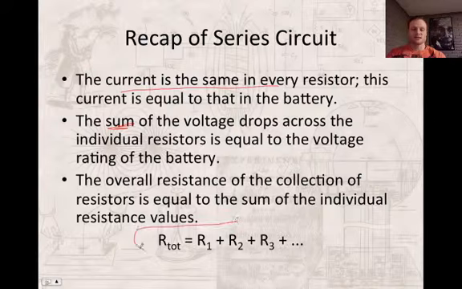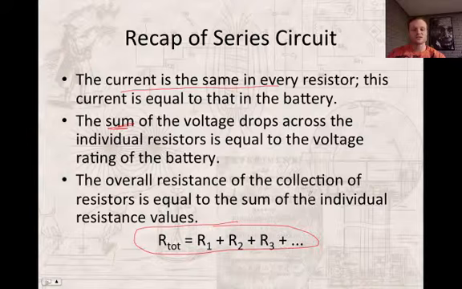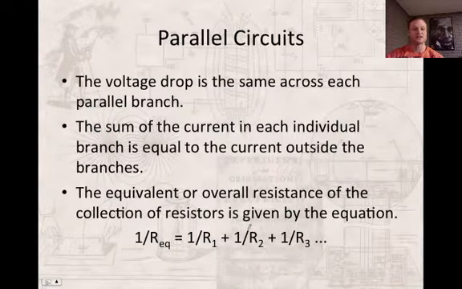The other thing is there's this formula that we talked about where the overall resistance of the collection of resistors can be used for this equation. So if you want to take all the resistors in a series circuit and make it look like the equivalent of just one resistor, you can add them up, resistor 1 plus resistor 2 plus resistor 3, or however many resistors there are, add them all up, and it gives you the total resistance. It's like saying instead of having 3 resistors, you just plug 1 in at X amount of ohms. So that's a recap on the series circuits.